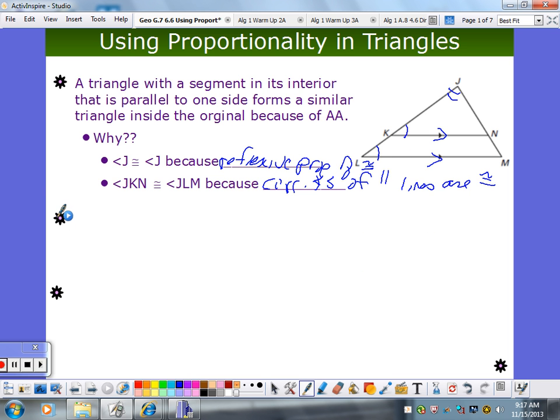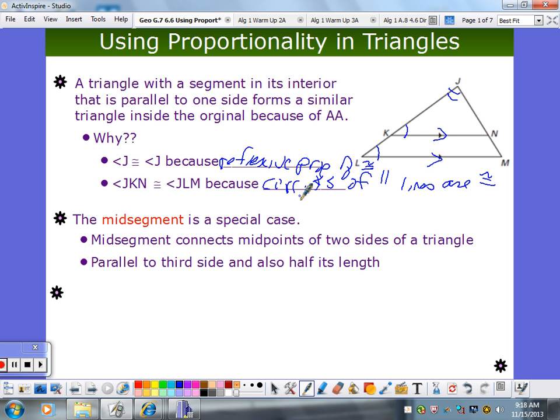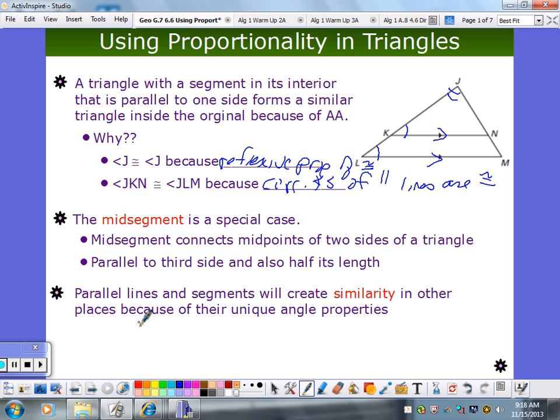You may recall that the mid-segment is a special case of this. Remember what the mid-segment was? It was the same thing, except it connected the midpoints. So that also is going to create the similar triangles just like this. But we have that special condition that the mid-segment itself would be half the length of the other side. Remember that one? But that's not always true. Because this is not a mid-segment, I can't assume that I have that same ratio of the length. So just be careful not to confuse the two. Parallel lines and segments will create similarity in other places because of their unique angle properties.